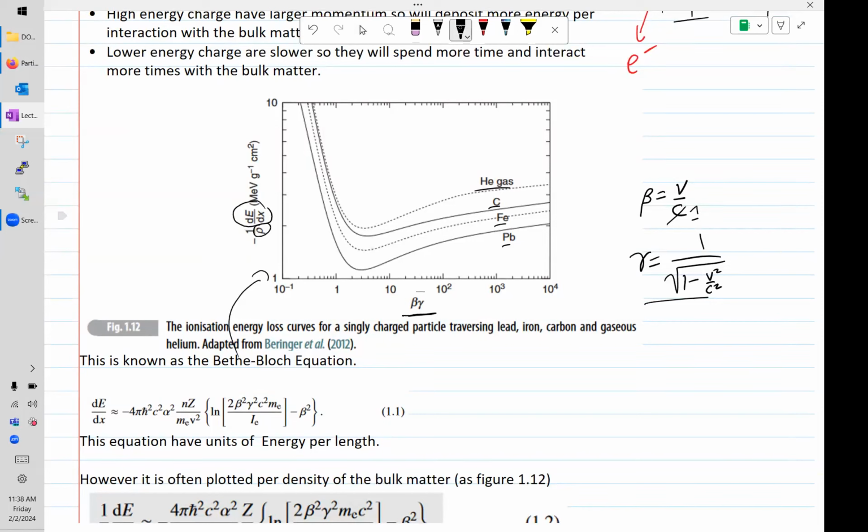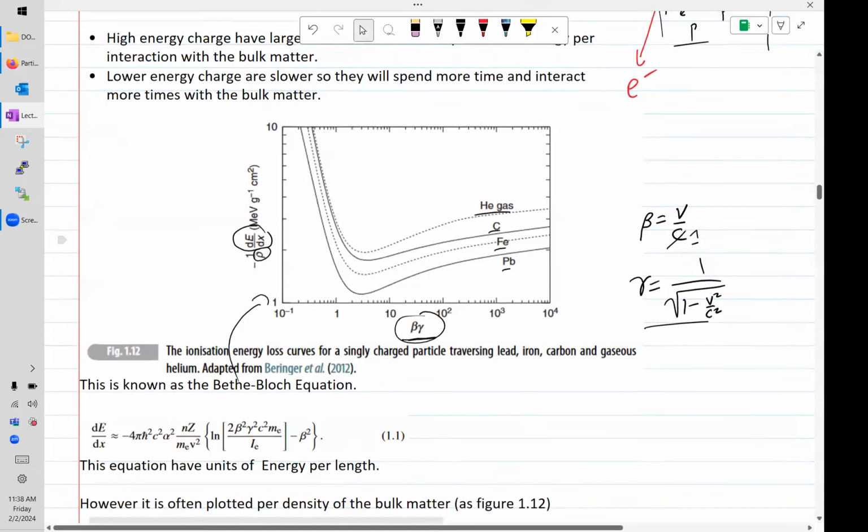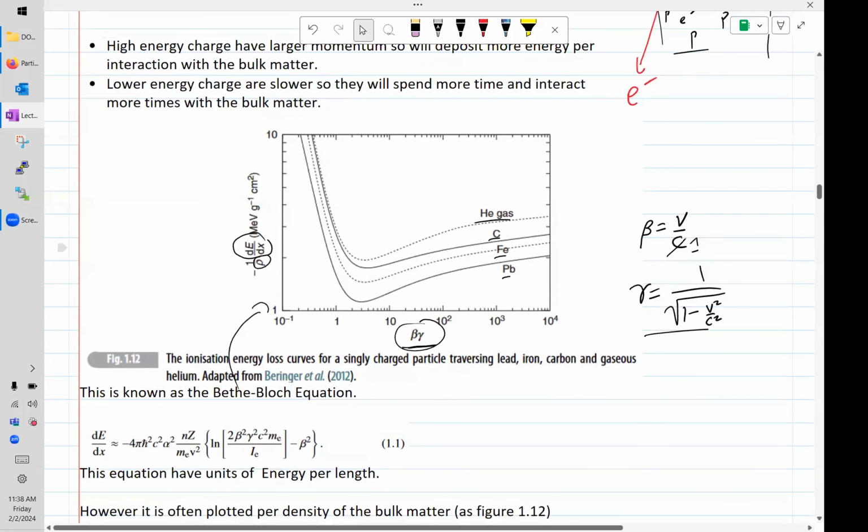Okay. So this is some weird thing that has to do with how fast the thing is going, right? Or maybe you can think about it as how much energy that particular particle has. The faster it goes, the more energy it has, right? Okay. So we're just going to look at this conceptually.